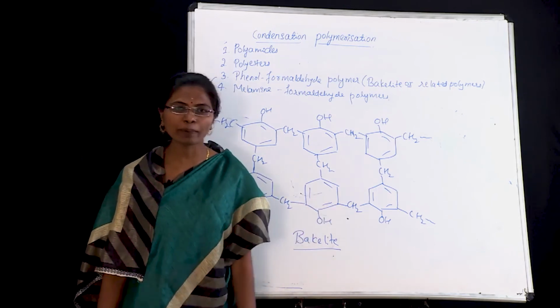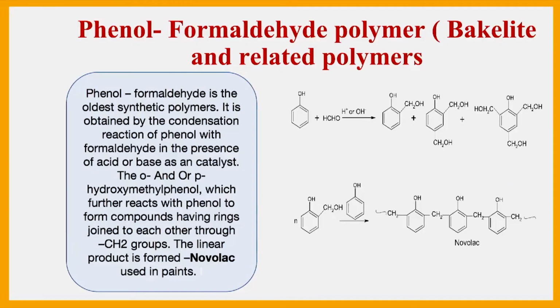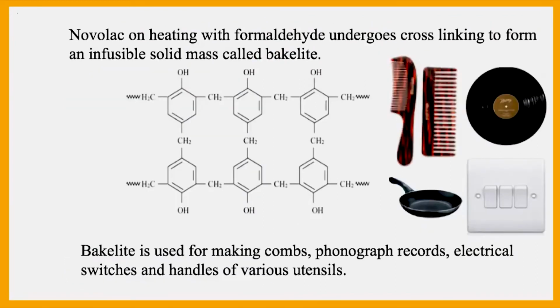And the uses of bakelite: it is used in the manufacture of combs, phonograph records, electrical switches and handles of various utensils. You can even see the pictures on the screen. There are combs and handles made using bakelite, and even phonograph records and electrical switches. Very important, don't forget this bakelite structure.